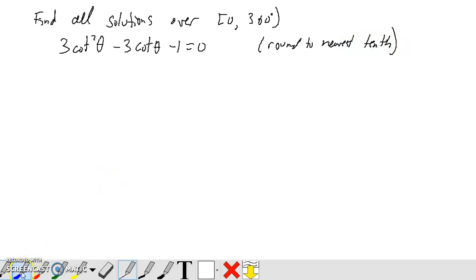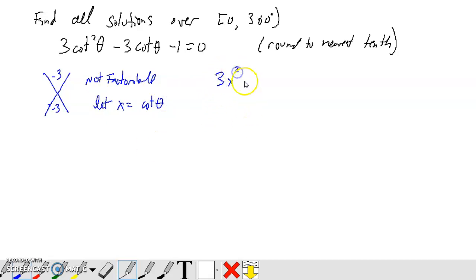All right. So first things first, we want to see if it's factorable. So are there any two numbers that I'll be able to multiply to -3 and add to -3? And the answer is no, it is not factorable. So the first thing I'm going to do is say let x equal cotangent of theta. So this will now become 3x squared minus 3x minus 1 is equal to 0. So I'm just taking away what makes it look challenging, right? So here's my a, here's my b, here's my c to plug into the quadratic formula.